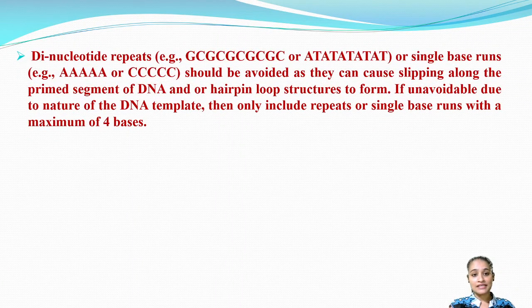Dinucleotide repeats, for example GC, GC, GC or AT, AT, or single base runs like A or C, C, C, should be avoided as they can cause slipping along the primed segment of DNA and they can cause the hairpin loop structures to form. If unavoidable due to the nature of the DNA template, then only include the repeats or the single base runs with a maximum of 4 bases.